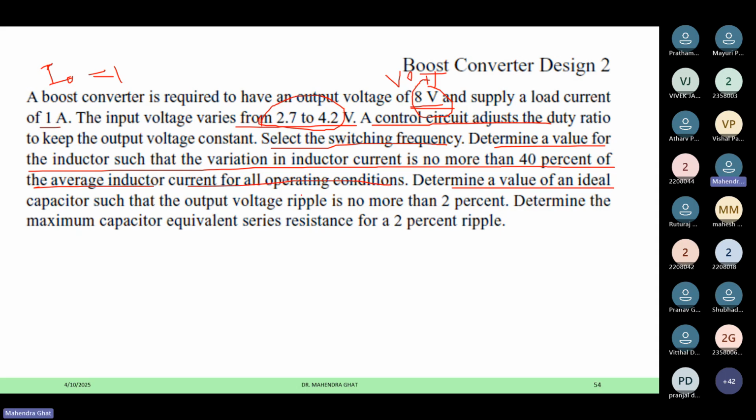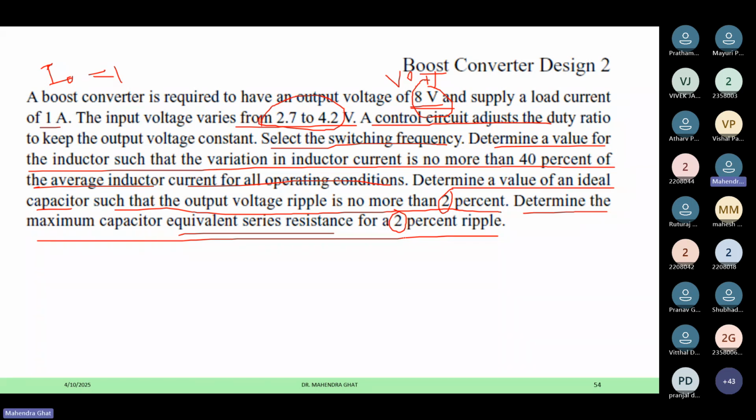Determine the value of an ideal capacitor. So first they ask for the ideal capacitor value such that the output voltage ripple is no more than 2%. The output voltage ripple they ask to keep within 2%, and for that the ideal capacitor, and determine the maximum capacitor equivalent series resistance for the 2%. So once you calculate the C, you have to calculate the maximum equivalent series resistance such that the ripple also does not exceed 2%.